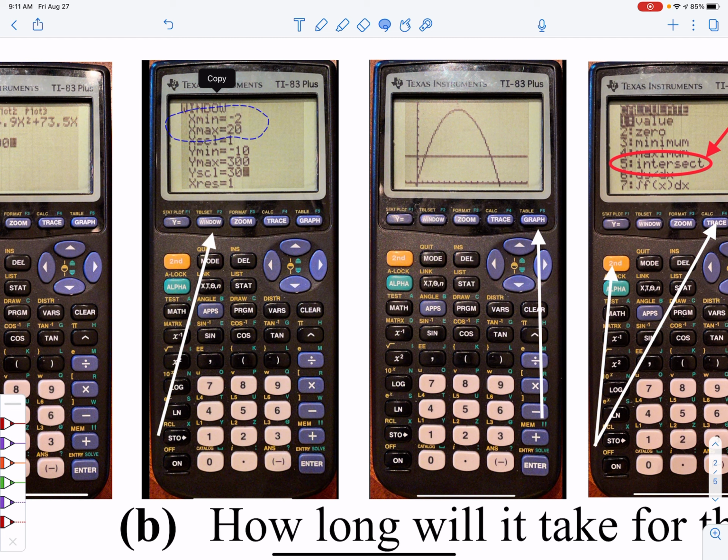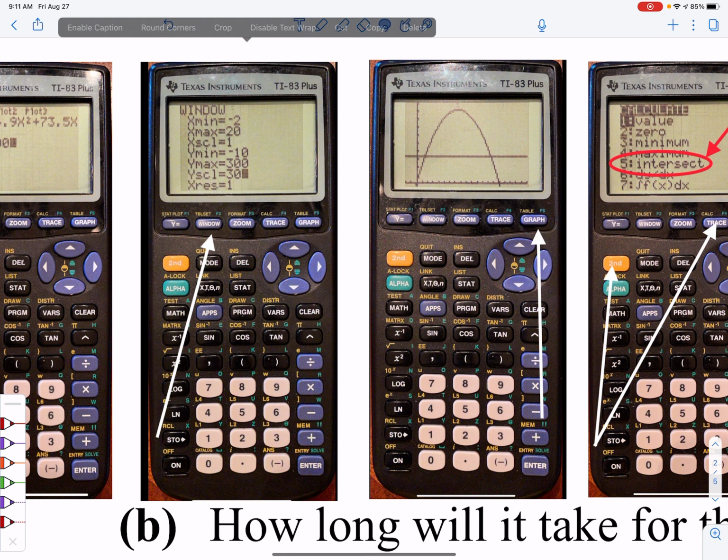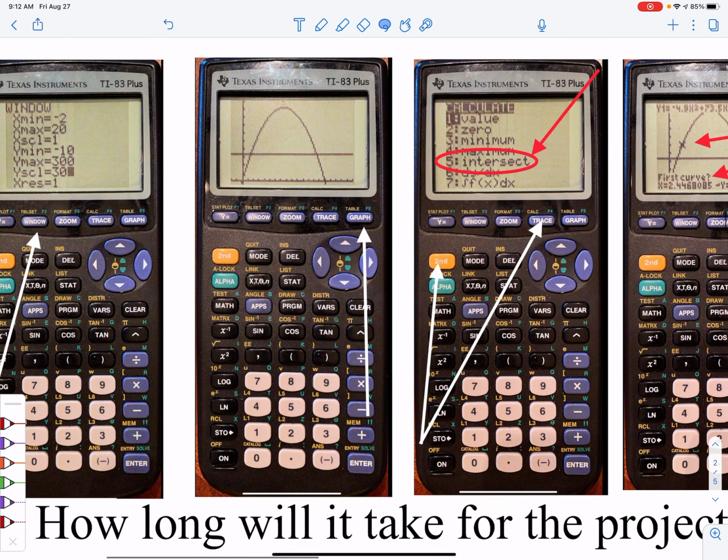I'm basically taking this projectile from -2 seconds, which cannot occur, all the way up to 20 seconds. And then I'm also looking at a y min and max, the height, the S value, from -10, I think this was in meters, up to 300 meters. So this is the window that you'll want to put in. After you've put your window in, go ahead and push the graph button. And this is what your calculator screen should look like. Now we want to see where these guys intersect.